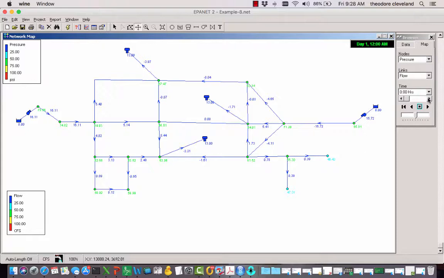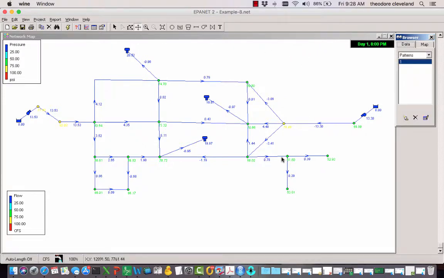So this is day 1 at 12 a.m. Excuse me, midnight, 1 in the morning, 2 in the morning, 3 in the morning, 4 in the morning. And you'll notice the numbers are changing even though the demands are constant. What's happening is these tanks are all filling based on their starting condition. So the importance of this particular simulation is that we have a base from which to adjust our patterns.